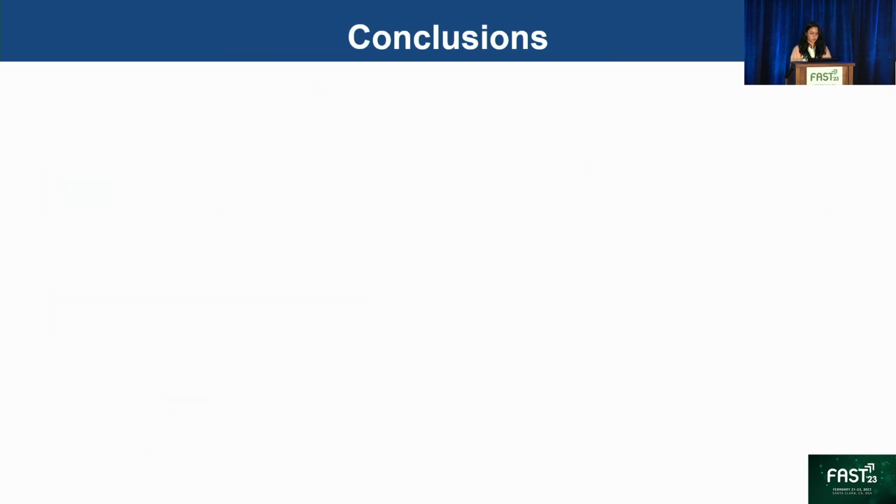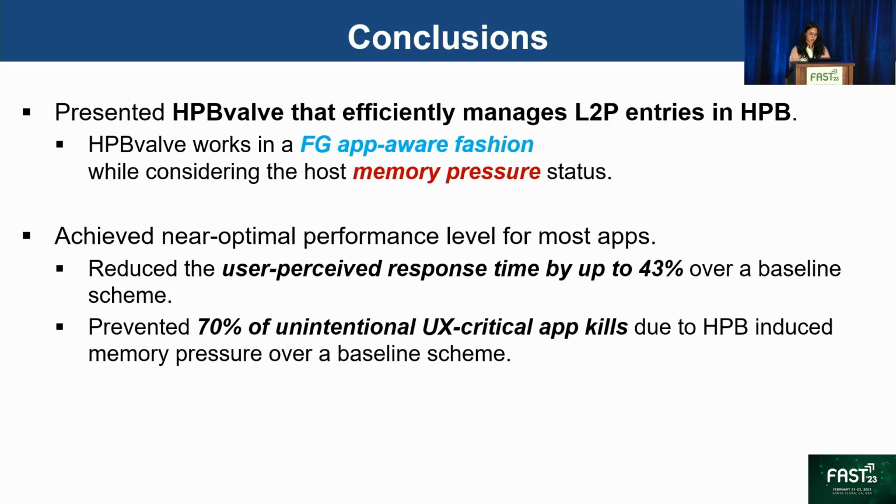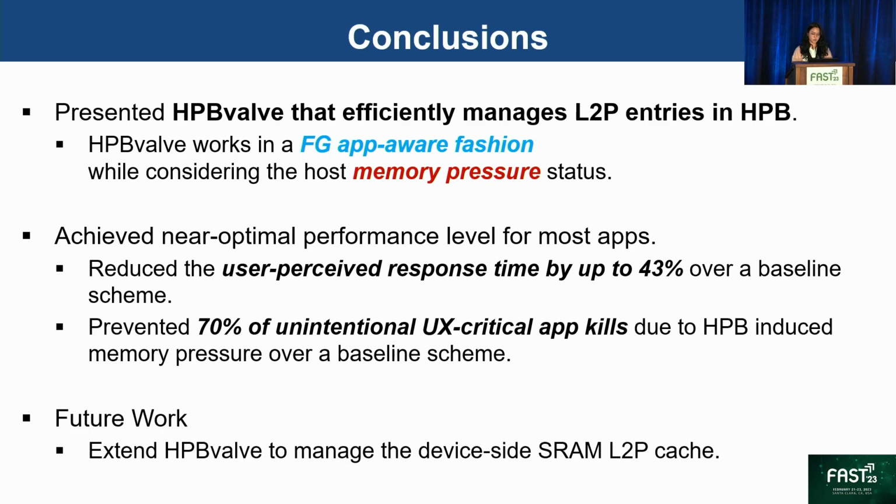So here's the conclusion of my talk. We have presented HPBvalve that efficiently manages L2P entries in HPB. HPBvalve works in a foreground app-aware fashion while considering the host memory pressure to avoid its negative impact on the overall system. As a result, we achieved near optimal user-perceived latency level for most of apps. For our future work, we plan to extend the HPBvalve to manage the device-side SRAM L2P cache as well.